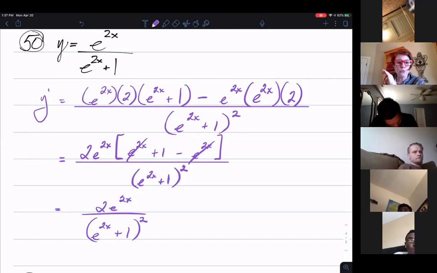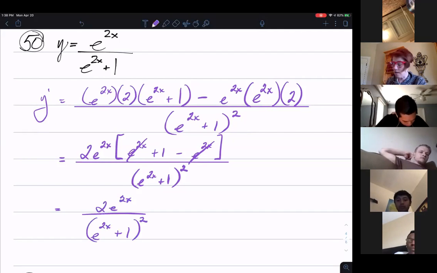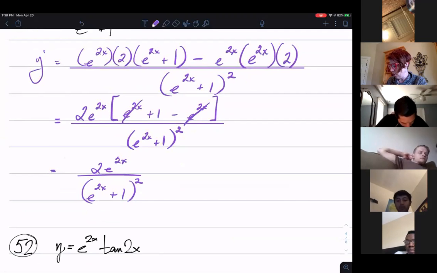So that factored form is best. That's coming into play here again, because factoring is what cleaned it up. Multiplying it together did not clean it up for us. All right, 52.